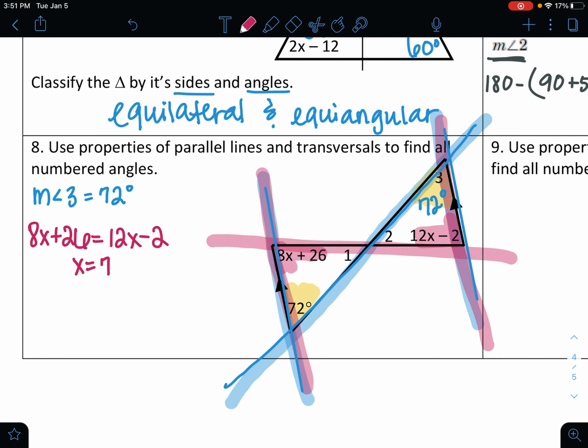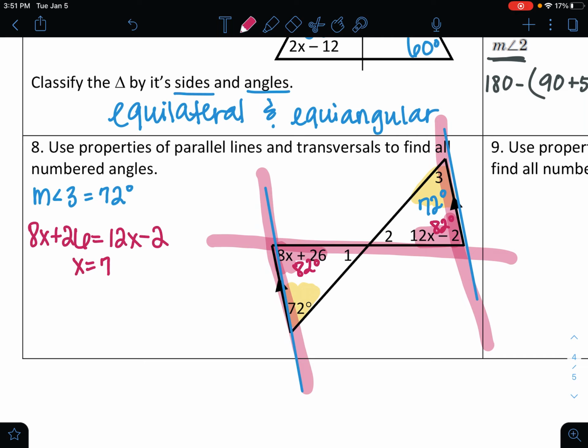Okay, so when you plug that back in, I'm gonna get rid of this blue stuff. We have 8x, so 8 times 7 plus 26. So 8 times 7 plus 26 is 82 degrees. And then 12 times 7 minus 2, that's also 82 degrees. So I just plugged in that 7 for x for both of those. And those are both 82 degrees.